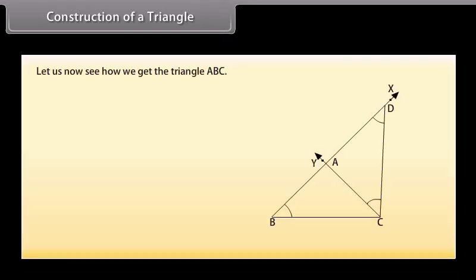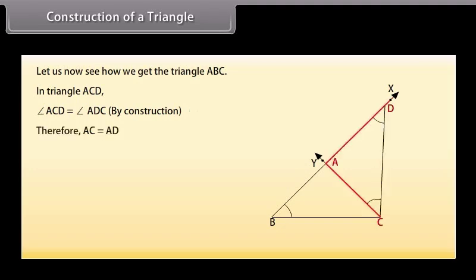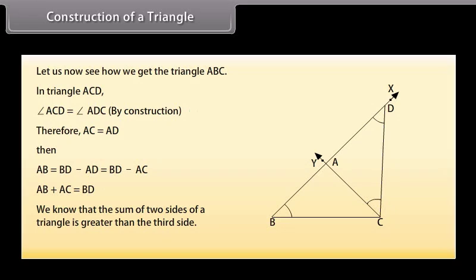Let us now see how we get the triangle ABC. Here in triangle ACD, angle ACD is equal to angle ADC by construction. Therefore, AC is equal to AD, then AB is equal to BD minus AD, which is equal to BD minus AC, or AB plus AC is equal to BD. We know that the sum of two sides of a triangle is greater than the third side. Therefore, ABC is a triangle.